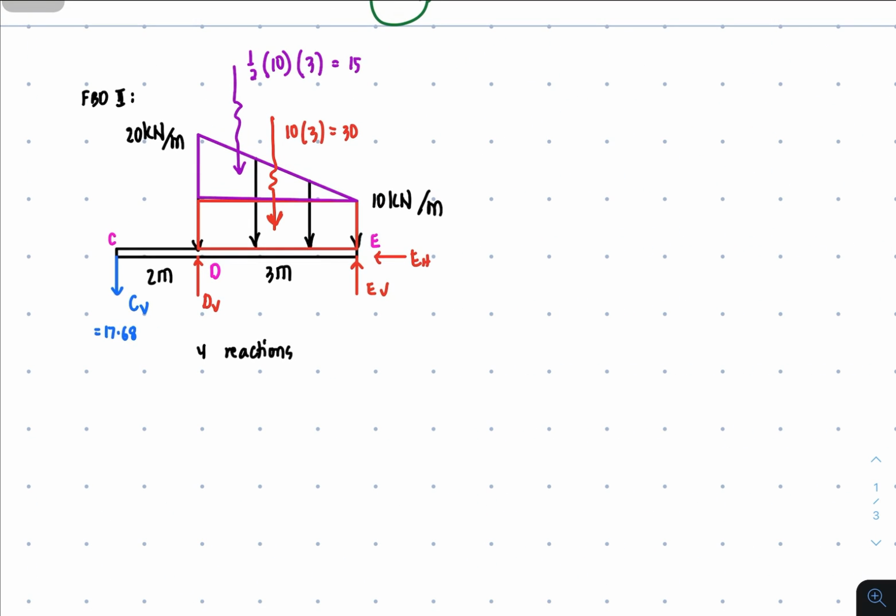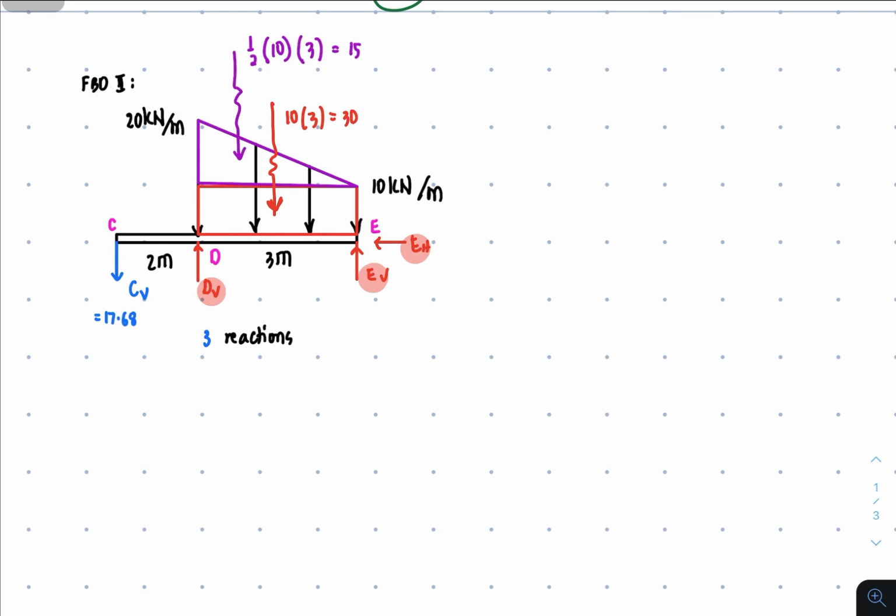As you can see, we now only have 3 unknowns, because earlier we counted it as an unknown, but this time it's no longer unknown, since it now has the value 17.68. So therefore, there are only 3 reactions left: DV, EV, and EH. So this has 4 reactions now, I mean 3 rather.